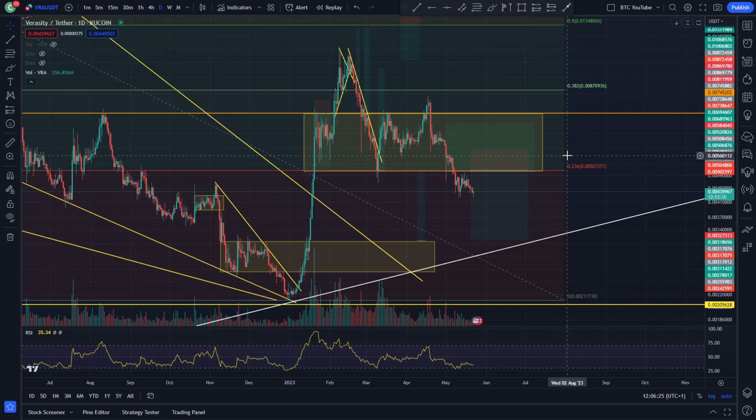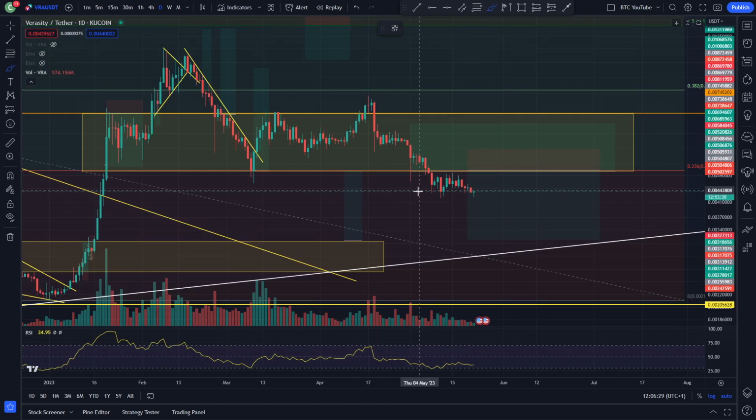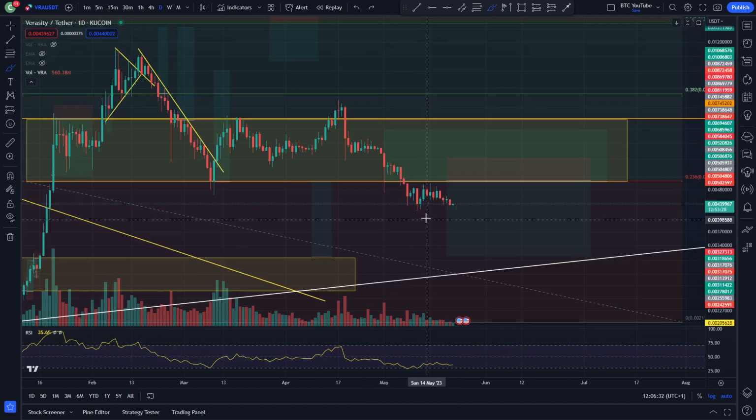Just taking a quick look at Verasity here, and as we can see, looking like we're coming back down and retesting the low that we did make here. You can see quite clearly we're starting to come into some quite nice bullish divergences, losing momentum to the downside. Obviously the volume is very low right now for a lot of cryptos, really just trickling to the downside.